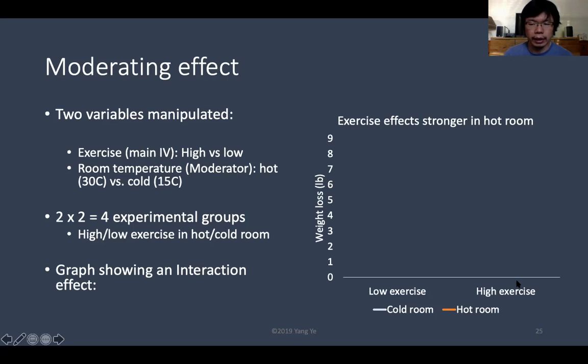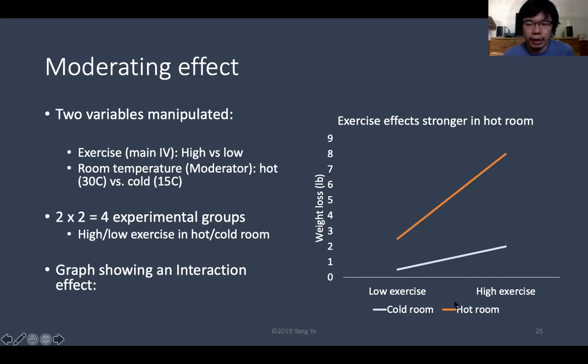And again, on the x-axis, we have low versus high exercise. On the y-axis, we have weight loss. And we have color-coded, one is cold room versus hot room. So in this case, we show that high exercise seems to result in higher weight loss over how many weeks compared to low exercise. It's shown as a line, but it's actually just really two dots. So the mean weight loss, right?